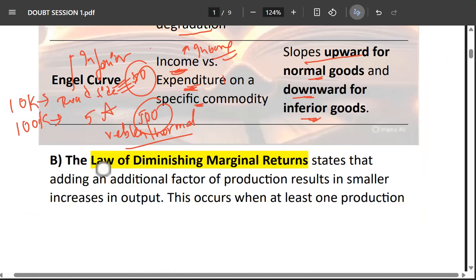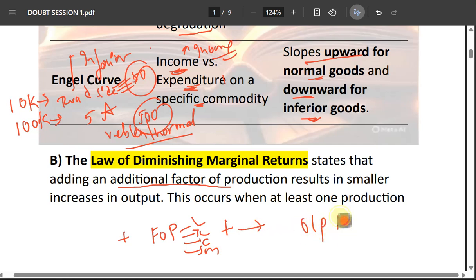Next, there is the doubt in the law of diminishing marginal returns. So first learn what the law is. It states that an additional factor of production, where you are adding, okay, factor of production, you know, right? Land, labor, capital, machinery and all. When I add it, it results in a smaller increase in the output. This is called the law of diminishing marginal returns.